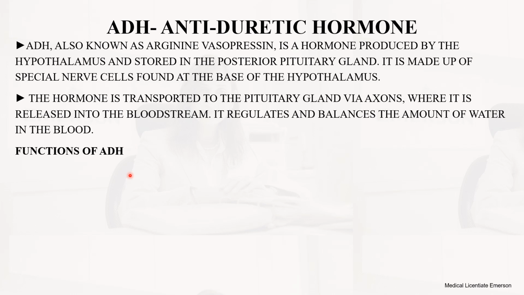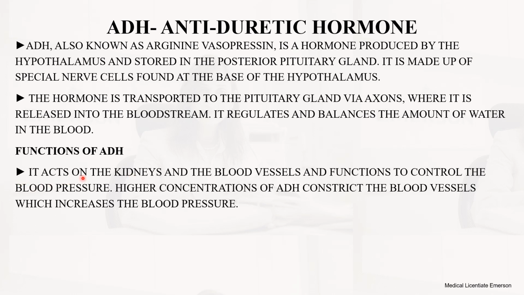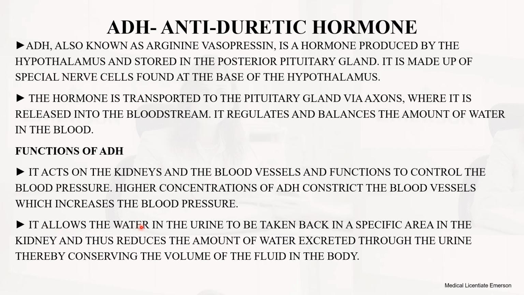Also, what are the functions of the ADH? It acts on the kidneys and the blood vessels and functions to control the blood pressure. Then a higher concentration of ADH constricts the blood vessels, which increases the blood pressure. It also allows the water in the urine to be taken back in a specific area in the kidney and thus reduces the amount of water excreted through the urine, thereby conserving the volume of fluid in the body. So I remember we used to say it causes sodium and water reabsorption. Okay. Then it is mainly responsible for homeostasis.